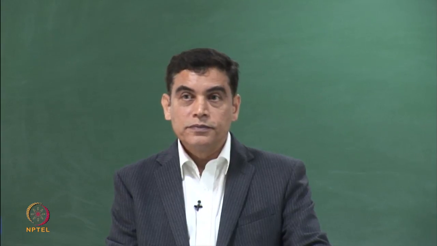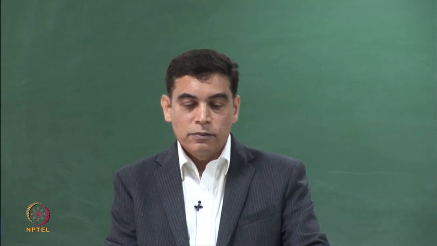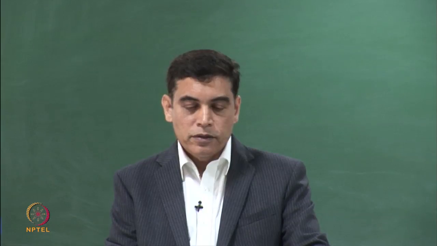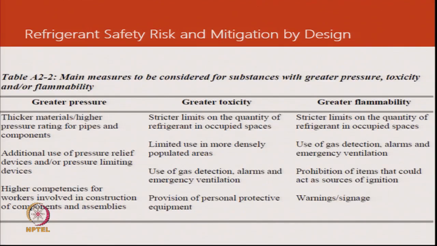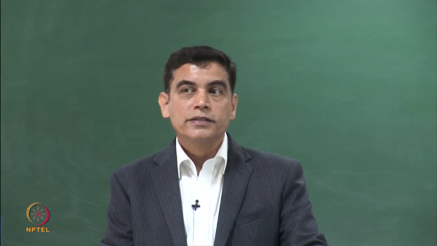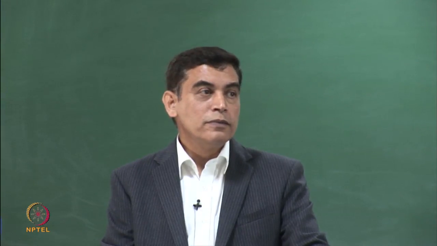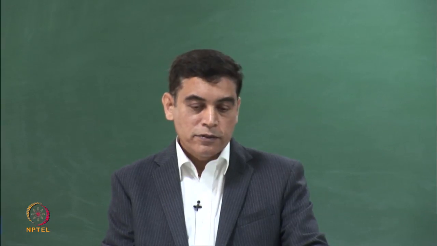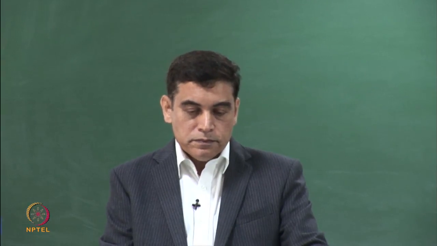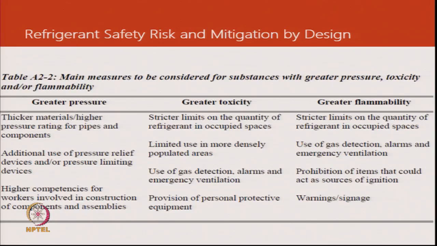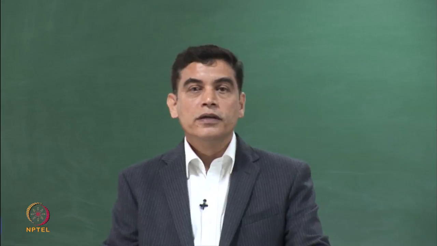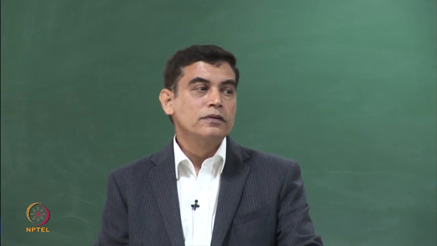Flammability we have touched upon already, but this is all about limits on quantity of refrigerant, about detection again, alarms, and emergency ventilation. Sometimes if you know that there is a leak, if you can throw out all the gas without any risk of flammability or explosion, then that's one easy way of mitigating it. And then we limit the items that could be acting as a source of ignition. One of the sources of ignition is the terminal block in a compressor where a spark can happen.